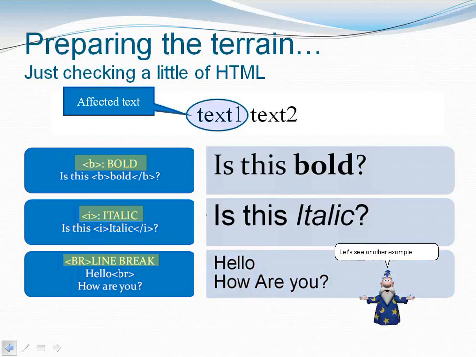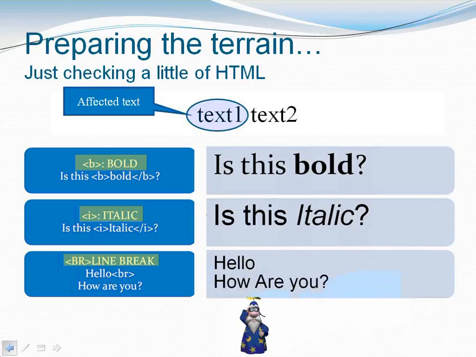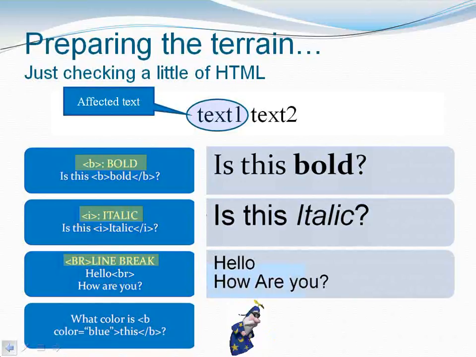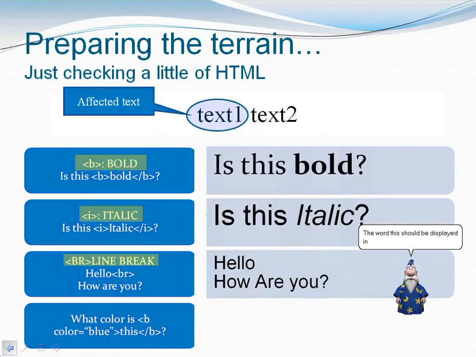Let's see another example. You can add some properties to the tag, like a color. The word this should be displayed in blue. Nice.